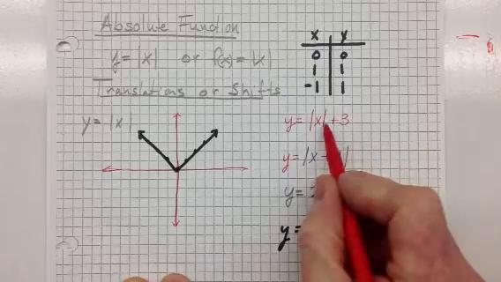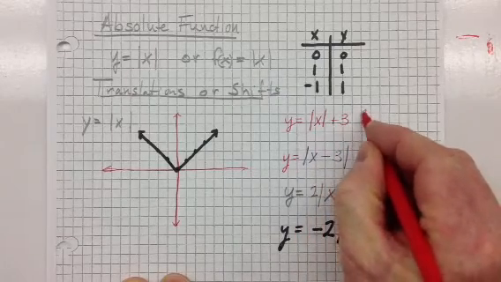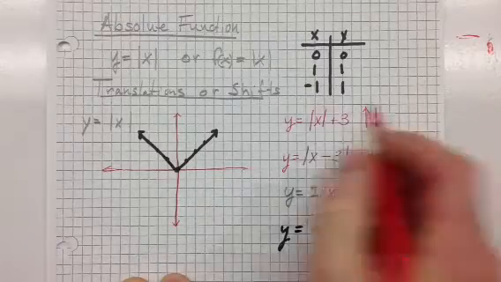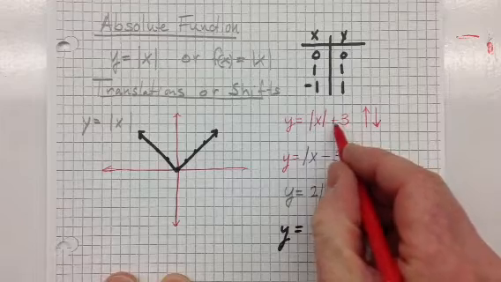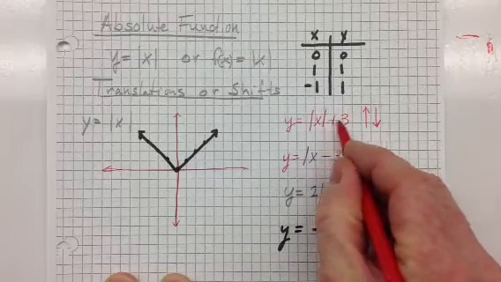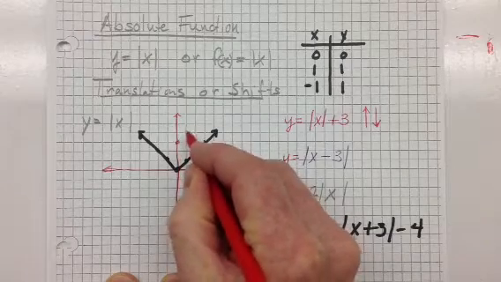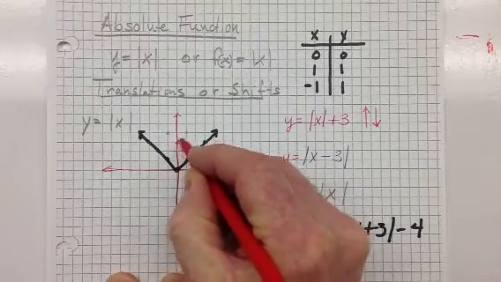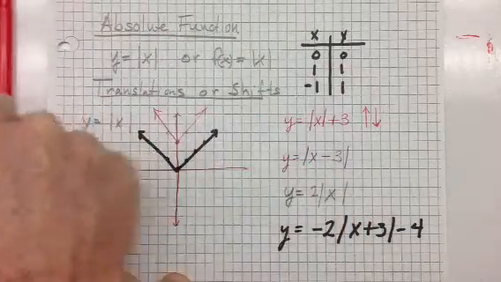Now what happens, and I'll change pens here, is if we add things to it like this. Now look where this 3 is. It's outside of the absolute value. This causes a shift up and down, often referred to as a translation or shift. It moves the graph up or down, and it moves it just like its sign right here, +3. So it's going to go up 1, 2, 3. And it's going to continue to have the same slope. This line will have a slope of 1 like this. So that causes a shift up and down.